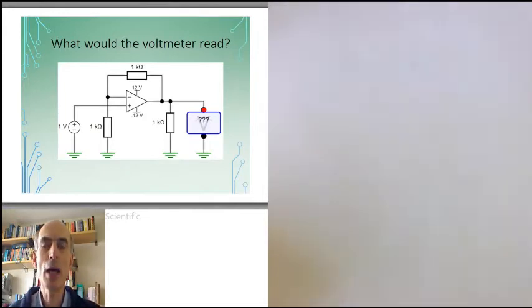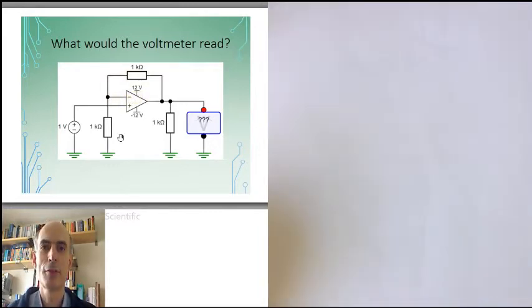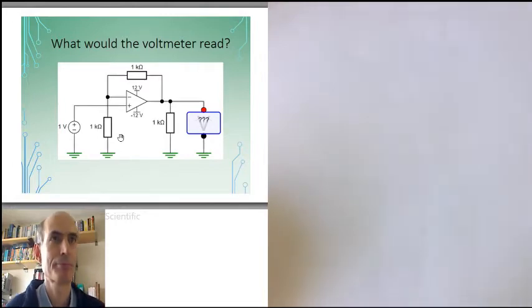Now, if we examine what's happening here, we can see that once again we have a potential divider attached to the output of this op-amp. The center tap of the potential divider produces the feedback that goes back into the op-amp, but we're now back in the case where we have negative feedback. The feedback, the sample of the output voltage, is feeding back into the inverting input of the op-amp. So we can analyze this circuit.